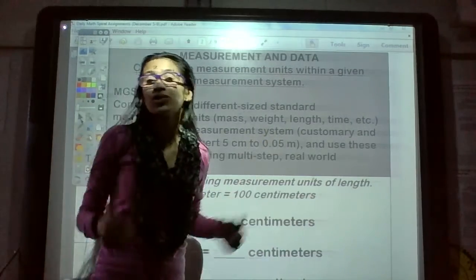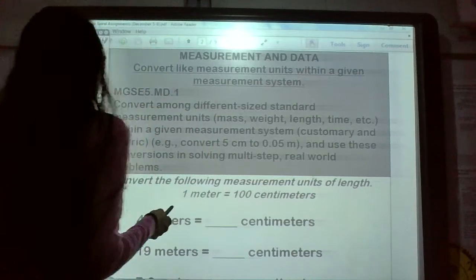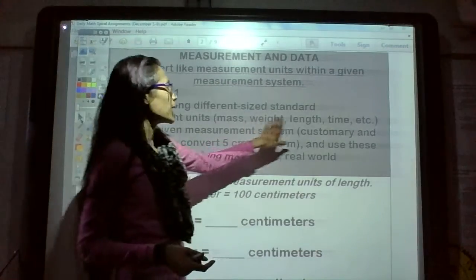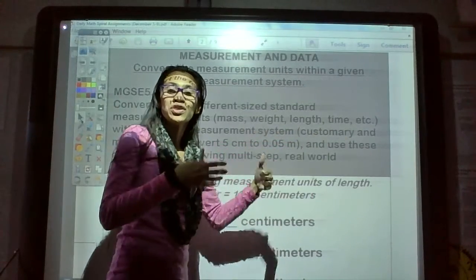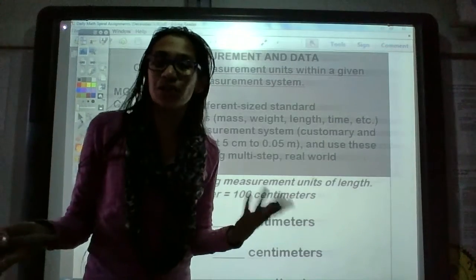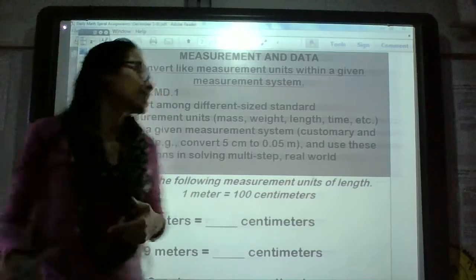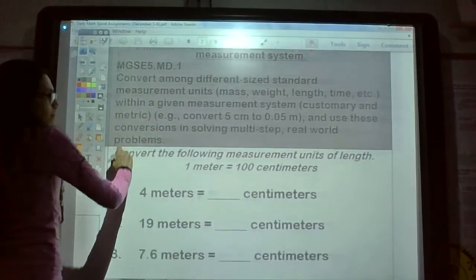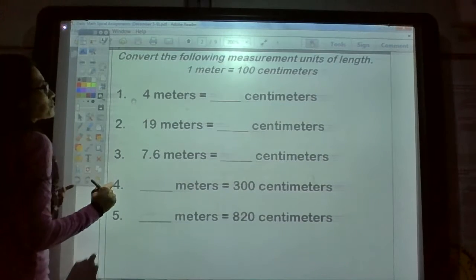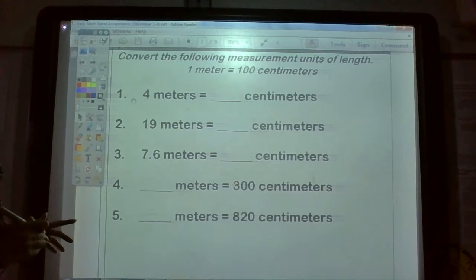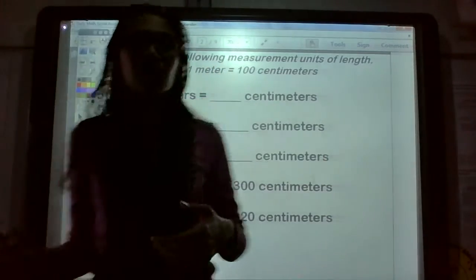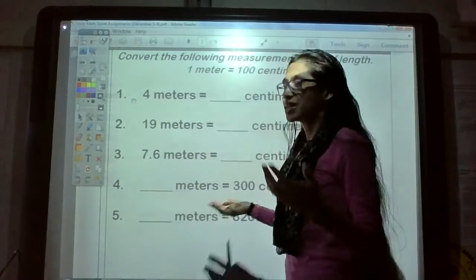All right, so do you see some keywords there? What keywords do you see? Convert, measurements. So we see mass, weight, length, and time. In this problem, when we are converting meters and centimeters, which one is that? That is length. So let's begin. It says, convert the following measurement units of length. Here is our conversion factor. It says that 1 meter is equal to 100 centimeters.